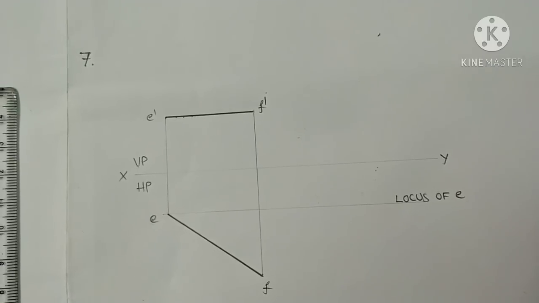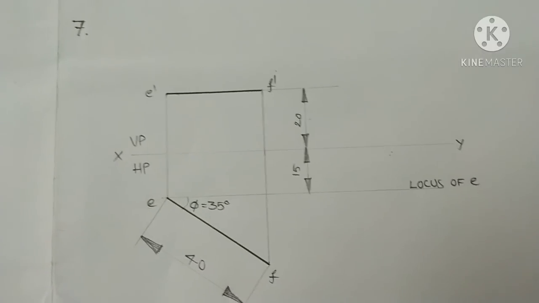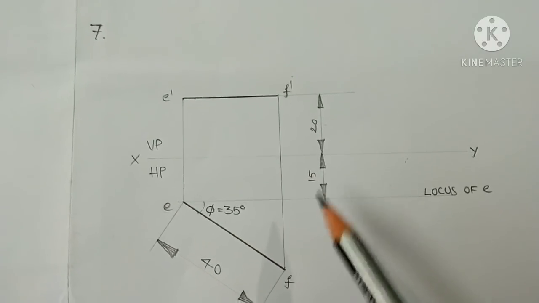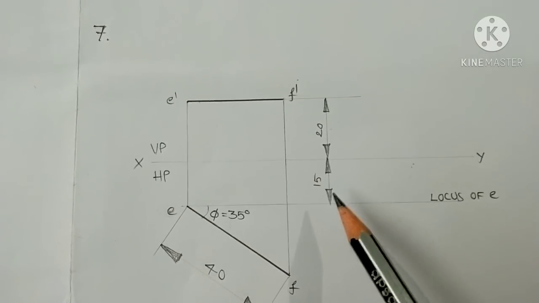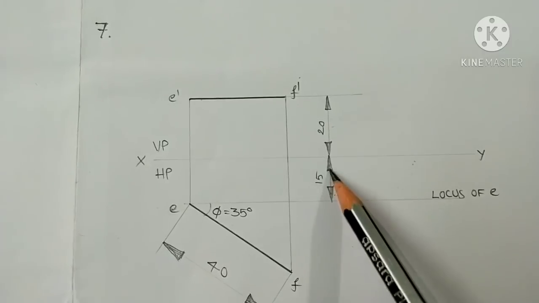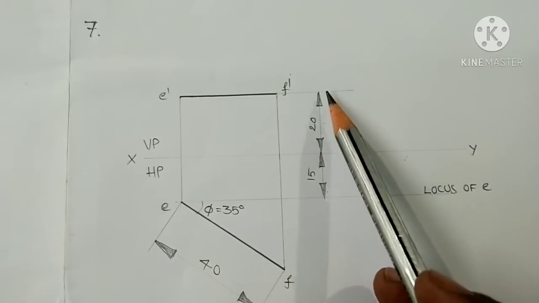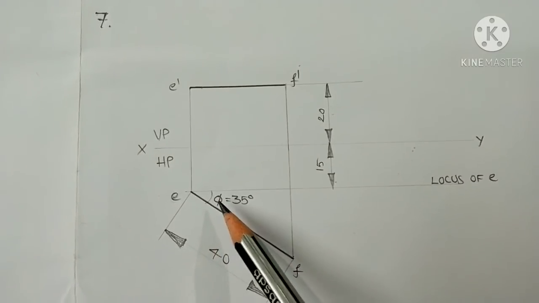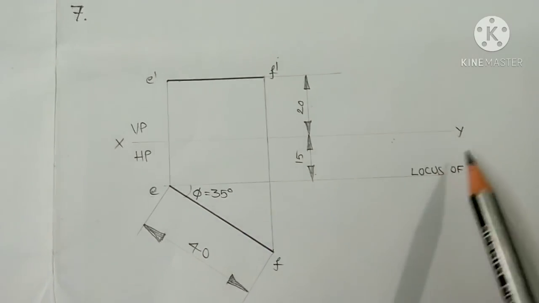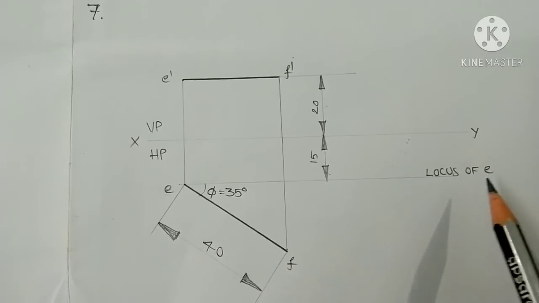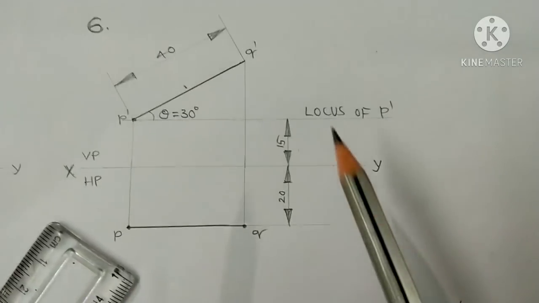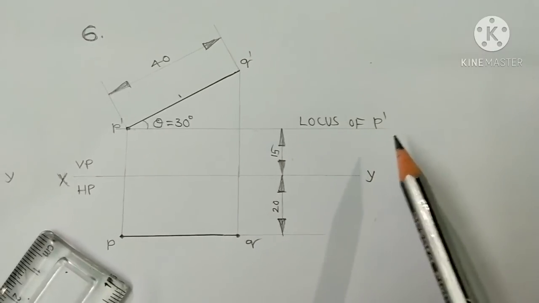Next we can show the dimensions. So finally we will be getting the projections in this way. Similarly we have to mention the dimensions also. So here it is 15 mm in front of VP, 20 mm above HP, the true length of the line, and the inclination with the vertical plane, that is denoted by phi. And we have to write the locus of E also in this way. And in the previous problem also we have to write the locus of P dash here.